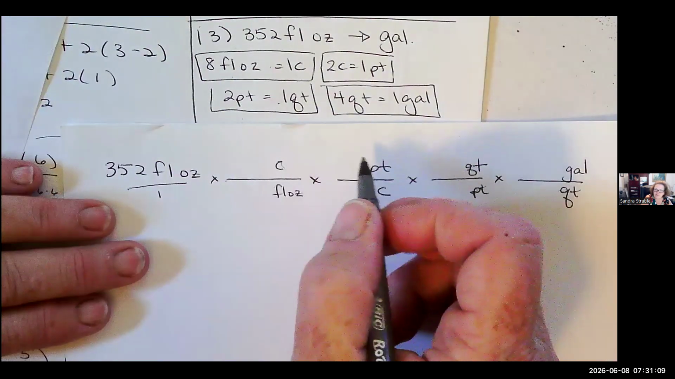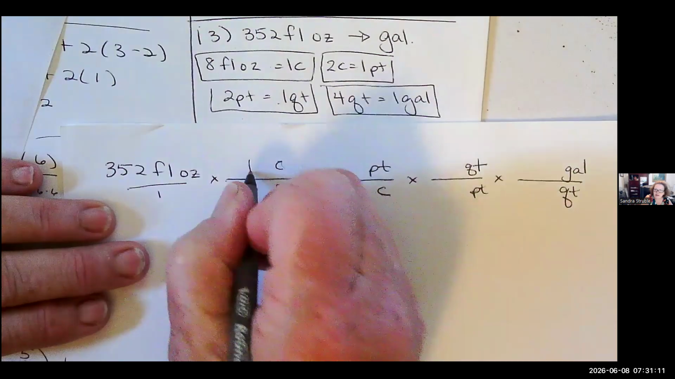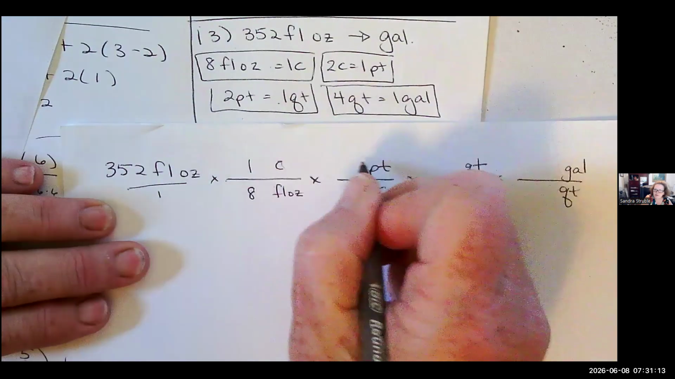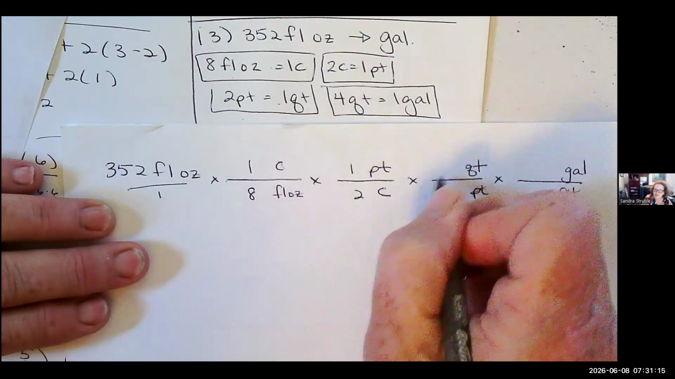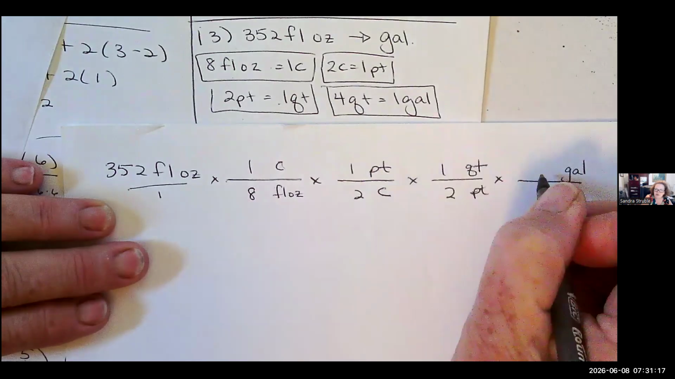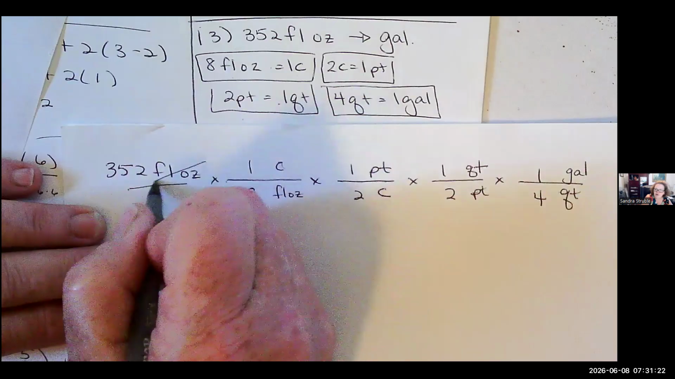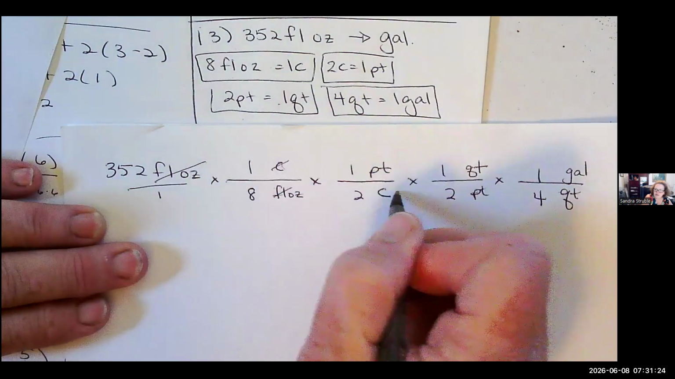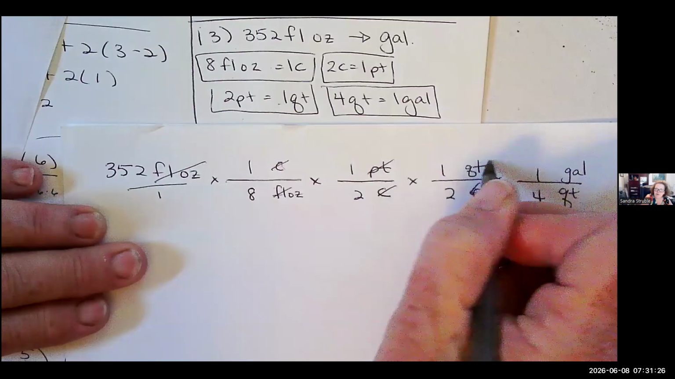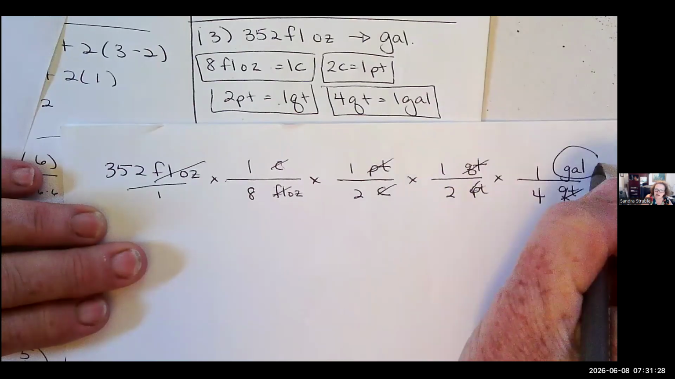1 cup is 8 fluid ounces. 1 pint is 2 cups. 1 quart is 2 pints. And 1 gallon is 4 quarts. Multiply straight across. Fluid ounces are gone. Cups are gone. Pints are gone. Quarts are gone. Left with gallons. Multiply straight across, top and bottom.